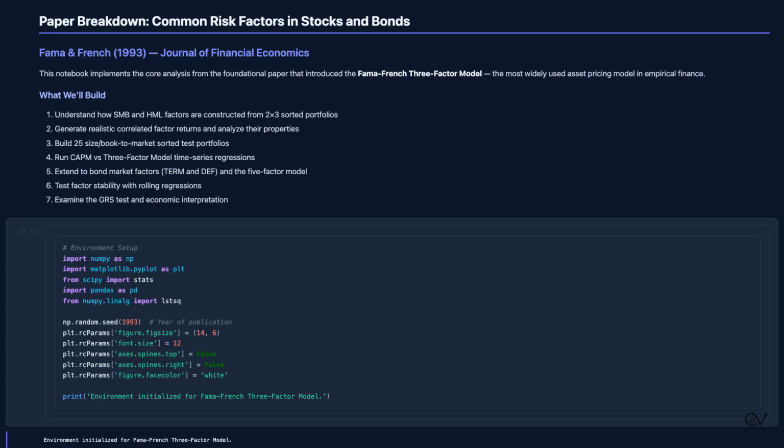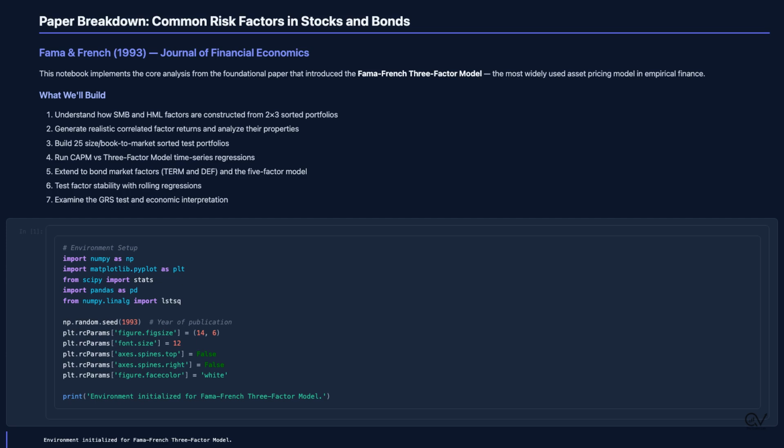Hello friends, today we are breaking down one of the most important papers in all of financial economics, Fama and French's 1993 study on common risk factors in stock and bond returns. This is the paper that introduced the three-factor model, a framework that replaced the CAPM as the standard benchmark for explaining stock returns. Instead of using a single market factor, the model adds two additional factors, SMB for size and HML for value, to capture the cross-section of average returns.